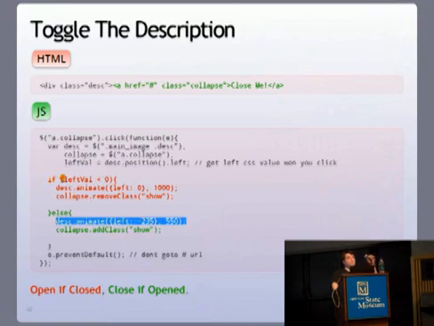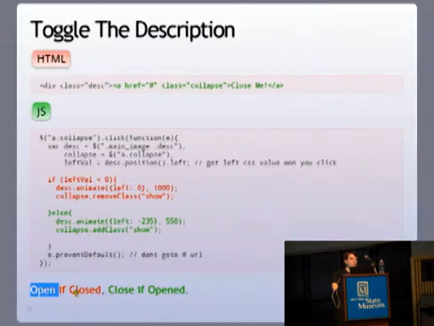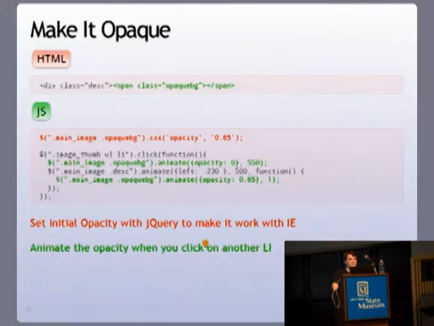But if it's hidden, then what we want to do is animate it to the left of 0, so we want to show it, and then we want to remove the class show so that it's now going to say hide again. So open if closed, close if opened.